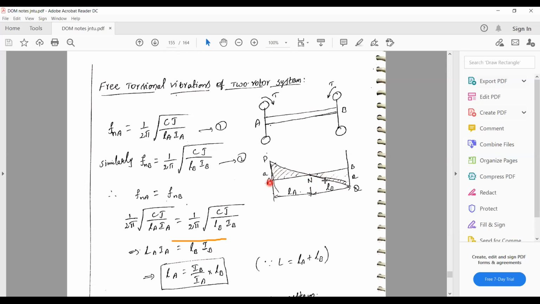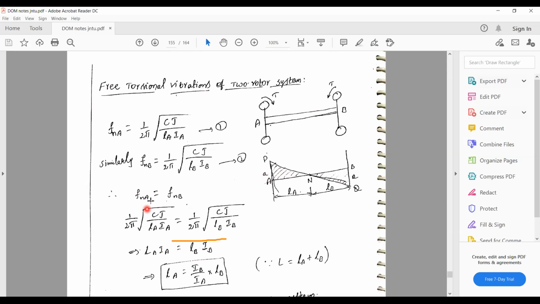So now the A rotor is there and the B rotor is there, and these are their amplitudes. The amplitude height value is small a on each side. The length from rotor A to the node is La, and the length from rotor B to the node is Lb. That's why we consider La and Lb at rotor A and rotor B.